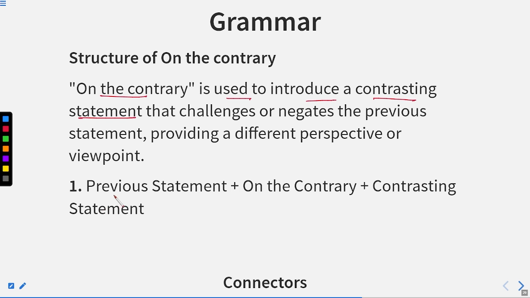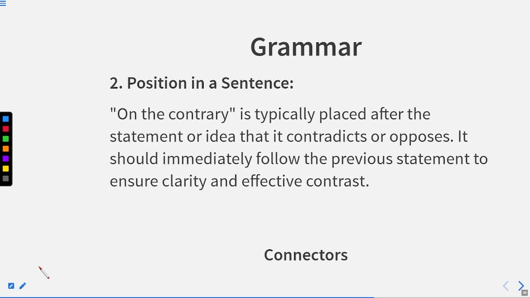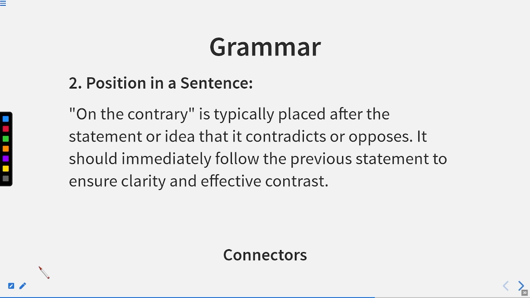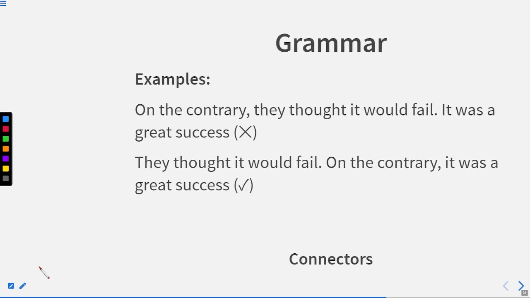So, the previous statement is written first. After that, we write "on the contrary" and then the contrasting statement. It means "on the contrary" will always appear in the middle of the sentence. Position in a sentence: "on the contrary" is typically placed after the statement or idea that it contradicts or opposes. It should immediately follow the previous statement to ensure clarity and effective contrast. Now let us move further.